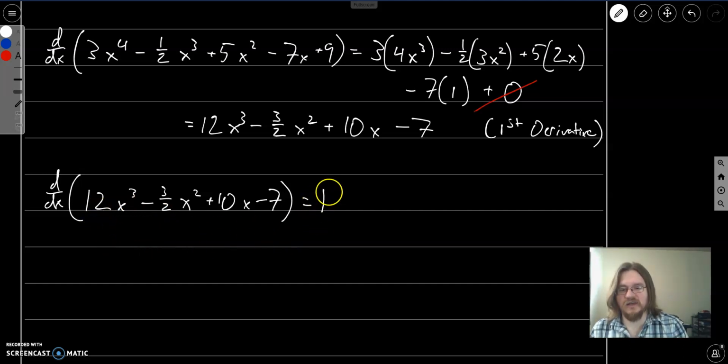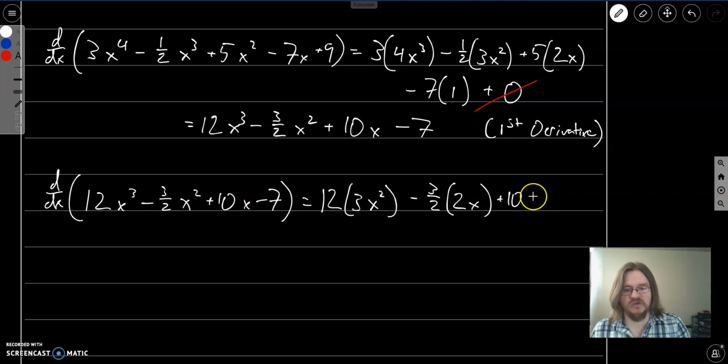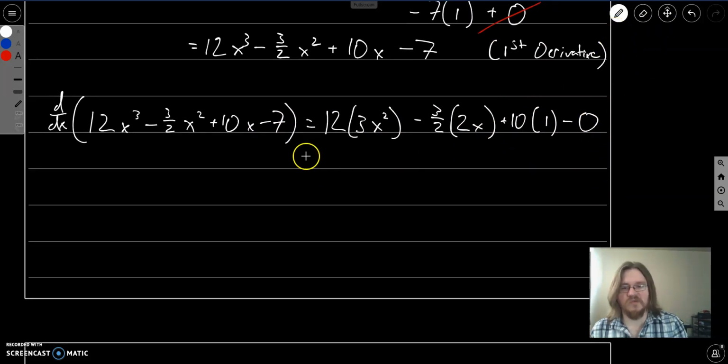The derivative of the first guy, we have the 12 there, and we'll take it times the derivative of x cubed, which is going to be 3x squared, minus 3/2 times the derivative of x squared, which is 2x, plus 10 times the derivative of x, which is 1, minus the derivative of 7, which is just going to be 0. And again, we can simplify this, so this will be 36x squared minus 3x plus 10. And that's our second derivative.